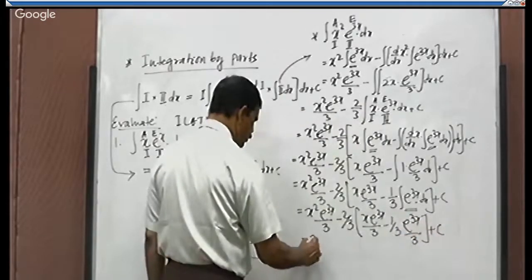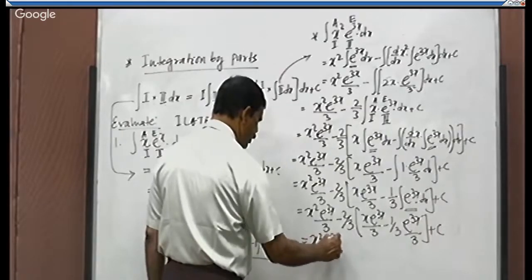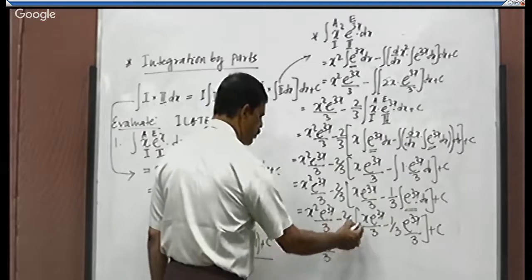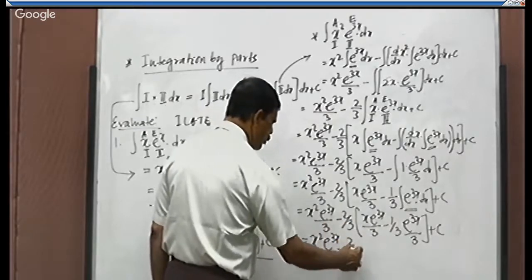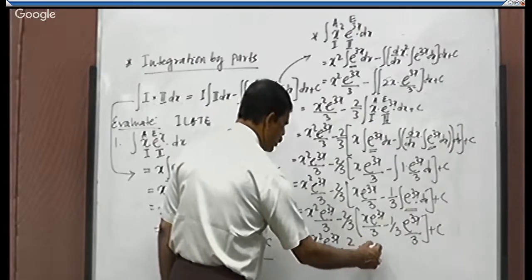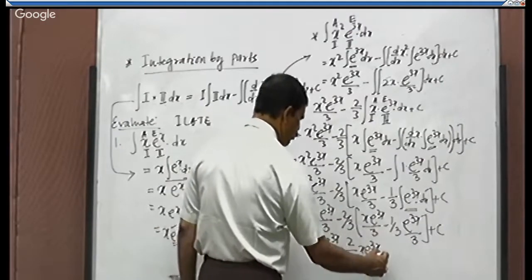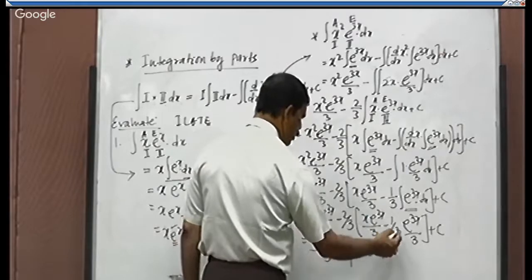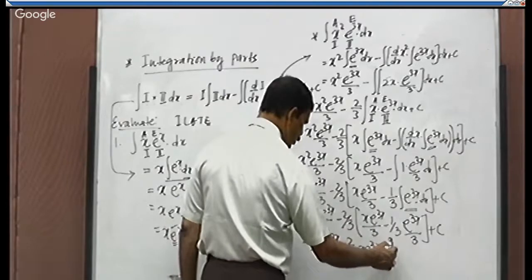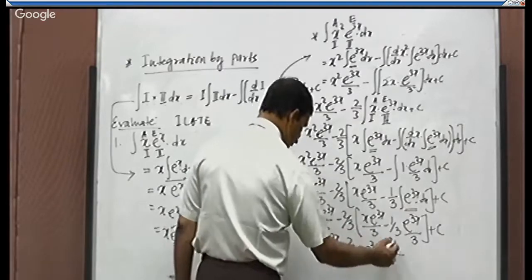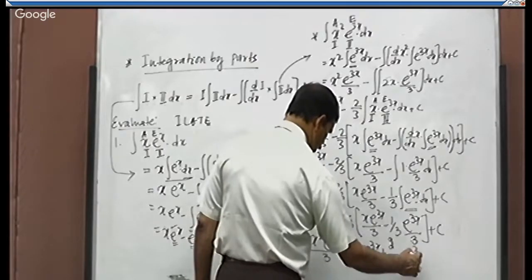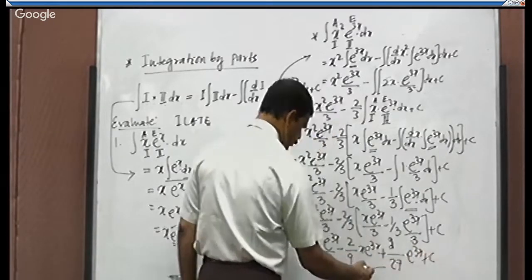That is equal to x square e power 3x divided by 3. Remove that bracket. Minus into plus, minus 2 divided by 3 into 3, 9, x into e power 3x, minus into minus plus 1 by 3 into 3 into 2 by 3, that is 2 divided by 3 into 3, 9, 9 into 3, 27 into e power 3x plus c.